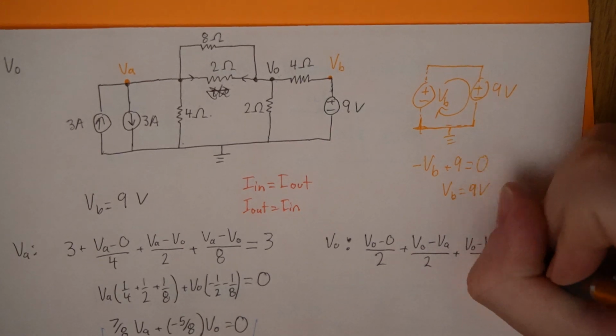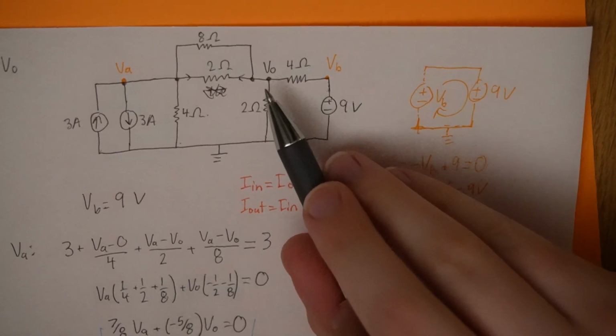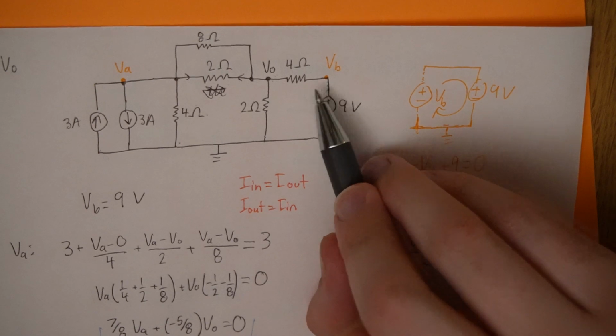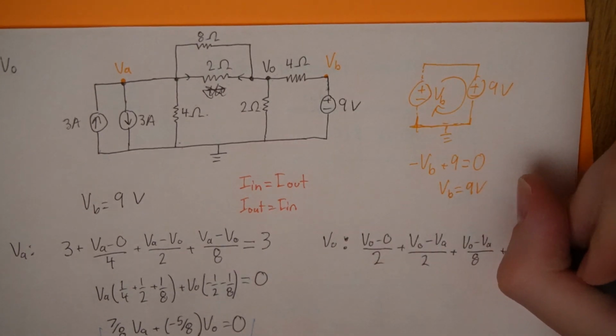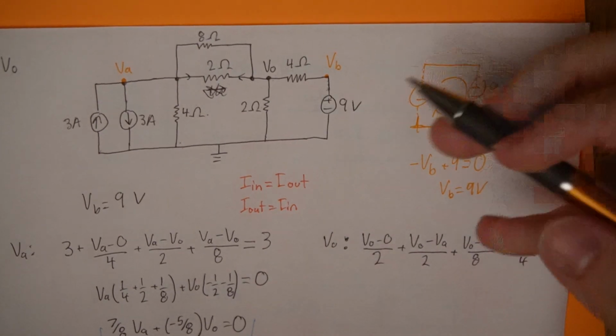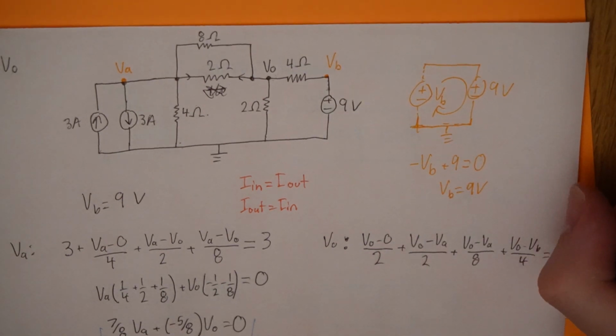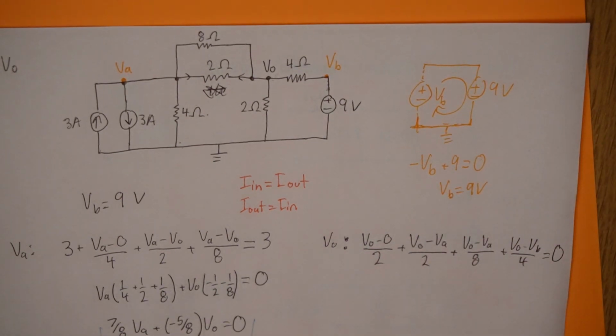Top resistor, it's VO, the other side's VA, divided by the resistor: VO minus VA over 8. Lastly, VO minus VB over 4. And there are no current sources going in, equals 0. Nice and simple. I don't have to really worry about directions or anything.